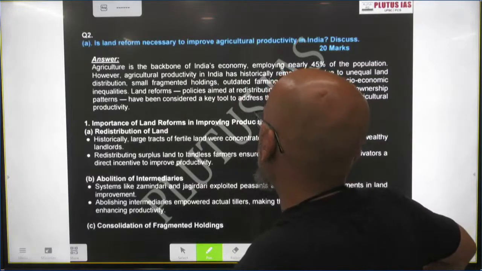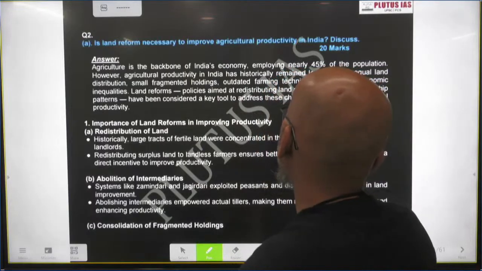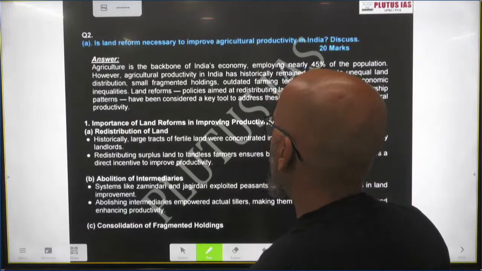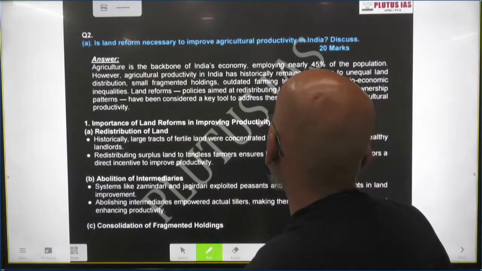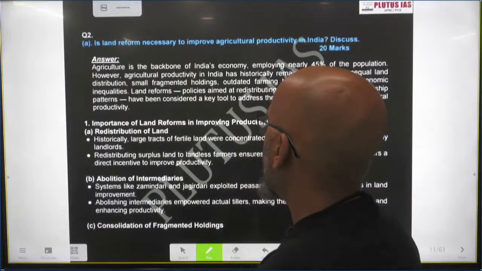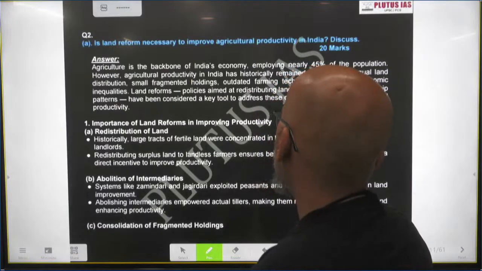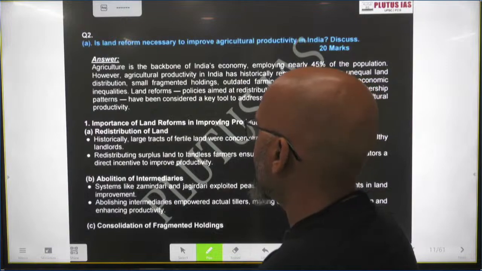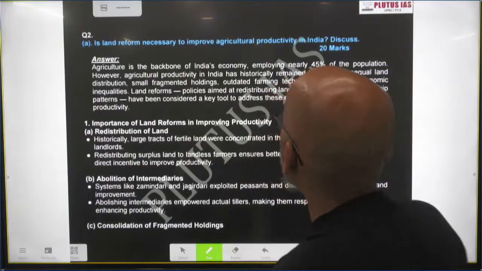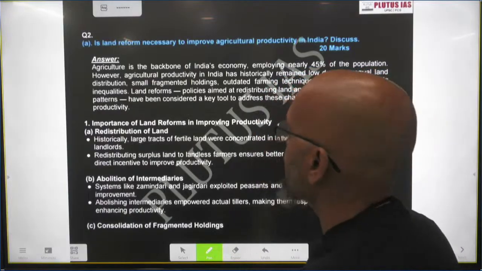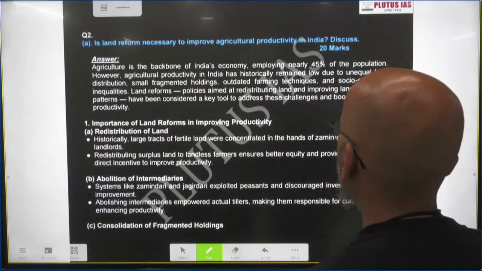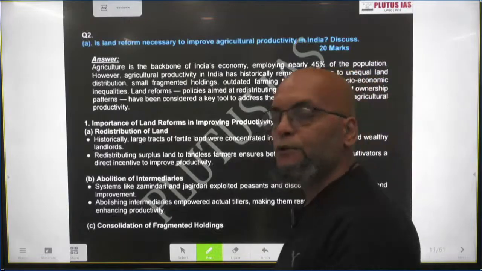Agriculture is the backbone of India's economy, employing nearly 45% of the population. However, agricultural productivity in India has historically remained low due to unequal land distribution, small fragmented holdings, outdated farming techniques, and socio-economic inequalities. Land reform policies aimed at redistributing land and improving land ownership patterns have been considered a key tool to address these challenges and boost agricultural productivity.